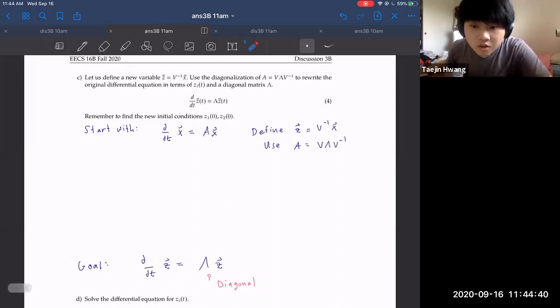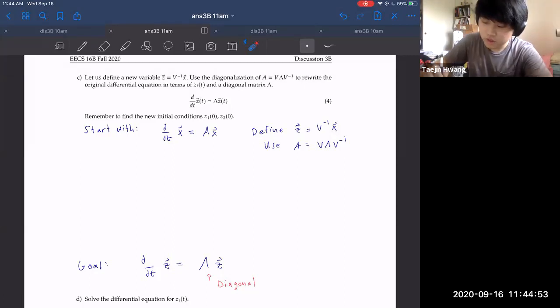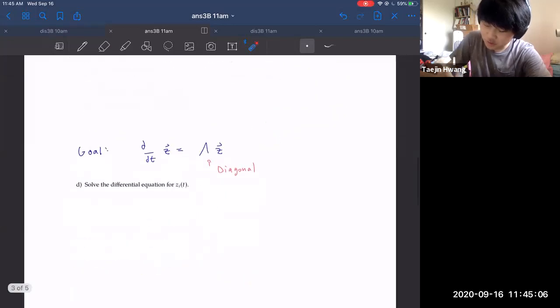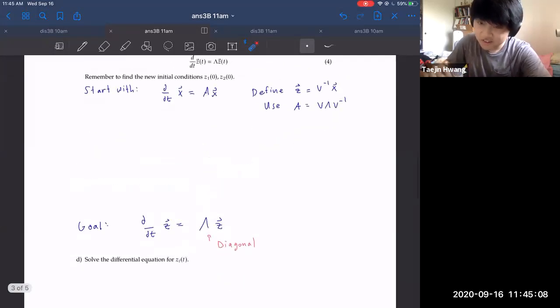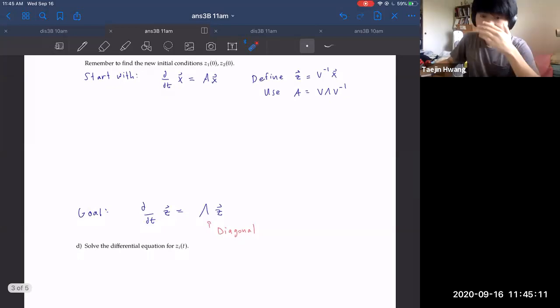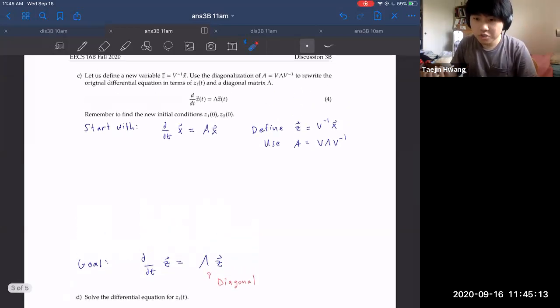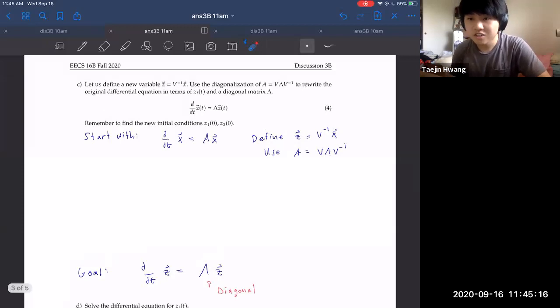So let's split everyone up into breakout rooms. In your breakout rooms, I want you to start here with dx/dt equals Ax, rewrite it as a differential equation, dz/dt equals lambda z, and then solve it in the easy case. If you have any questions before joining the breakout rooms, feel free to ask now.